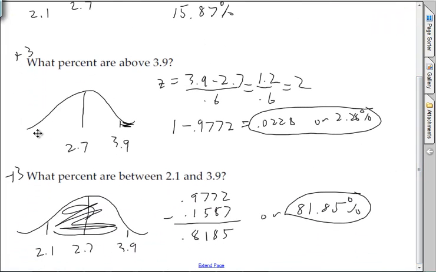What percent are above 3.9? Again, drawing is worth a point. The z-score is 2 standard deviations, and we want area to the right, so we take 1 minus that probability, which gives us about 2.28%. And the third one is the area between, again, shade between. And pretty much you just take the area below 3.9, which is 97%, minus the area below 2.1, which is about 16%. The difference is the area between, which is about 81.85%.